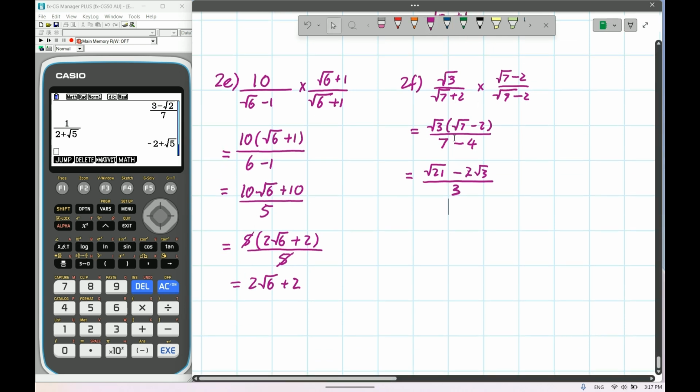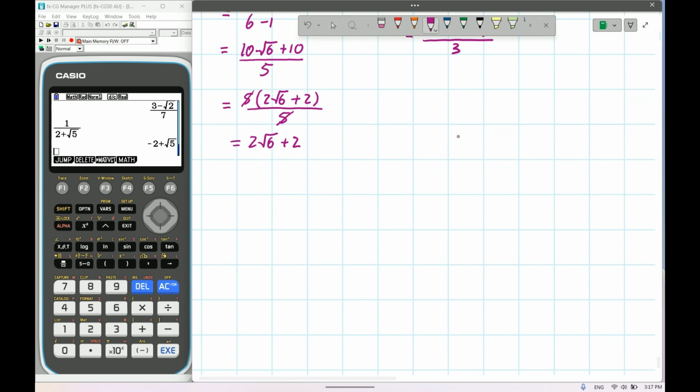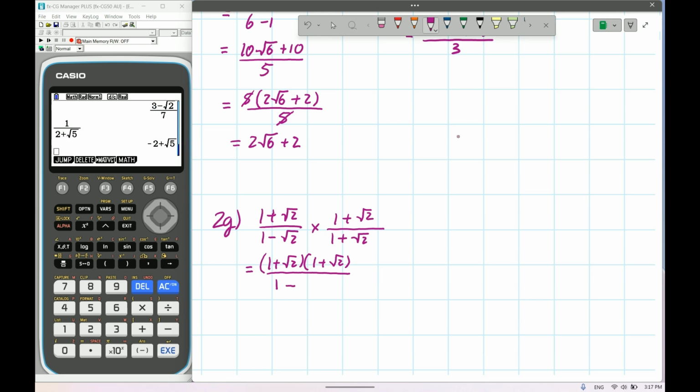Alright, after f we got g, halfway there. So you got 1 plus root 2 over 1 take root 2. And we're just going to apply the same kind of method, just a number that's on the bottom, but the conjugate of it, so 1 plus root 2. And we're just going to expand this out. So 1 plus root 2, plus root 2, all over 1 times 1 is 1, minus root 2 times root 2 is 2.